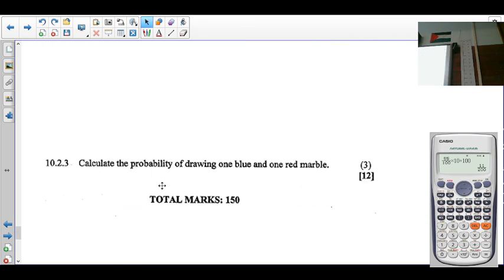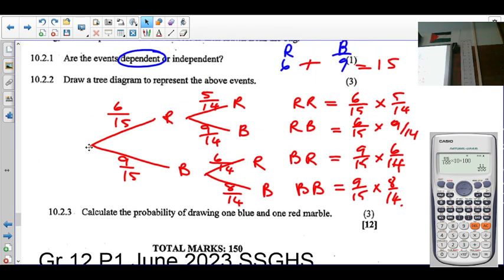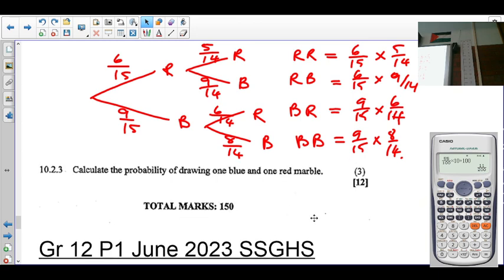And the last question in the paper, we are told, with that information now, calculate the probability of drawing one blue and one red marble. Now they didn't tell us the order. They just said one blue and one red. If they had said blue then a red, then it must be blue first then a red, and it can only be that course. But because it's not specified, it can be red then blue or blue then red.